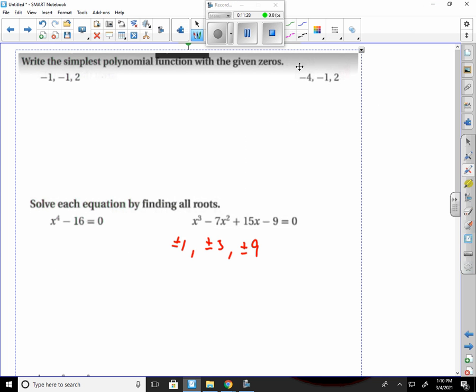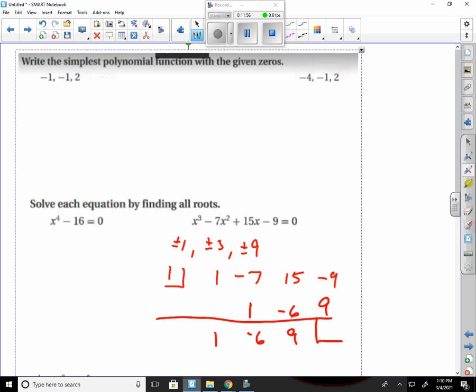I'm going to plug the 1 in for synthetic division. 1, negative 7, 15, and negative 9. Bring down the 1. 1 times 1 is 1. Negative 7 plus 1 is negative 6. 1 times negative 6 is negative 6. 15 minus 6 is 9. 1 times 9 is 9. Negative 9 plus 9 is 0.